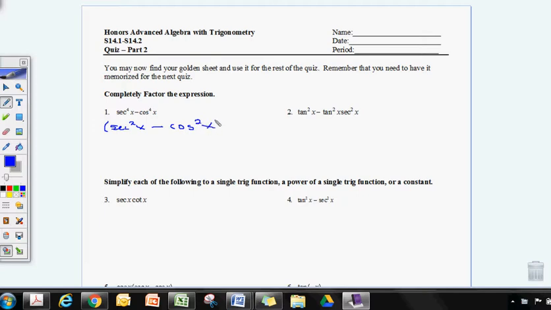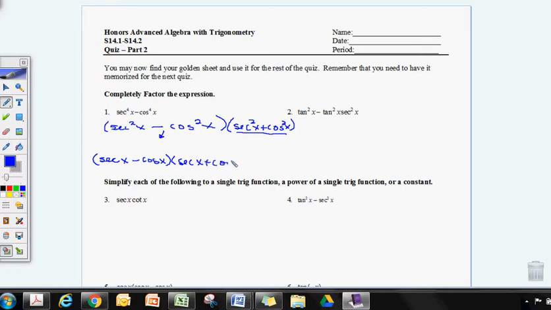And if you did that, that's awesome and dynamite. But remember, it's also secant squared x plus cosine squared x. Now, the cosine squared x and the secant squared x plus, I can't factor this. This one, I can factor more. So it actually becomes a secant x minus cosine x times a secant x plus a cosine x.